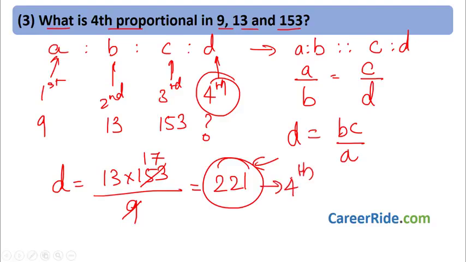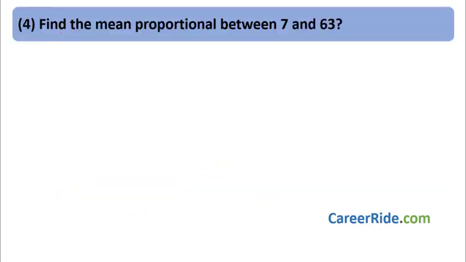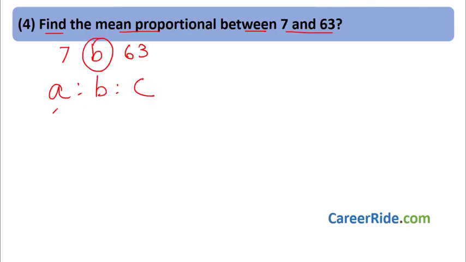Moving to question number 4. Find the mean proportional between 7 and 63. Like we have seen earlier, since they have given 7 and 63 and want the mean proportional, that means the third number is needed. The mean proportional is always at the center. So in A is to B is to C, these are extremes and this is the mean. So we want the value of B.